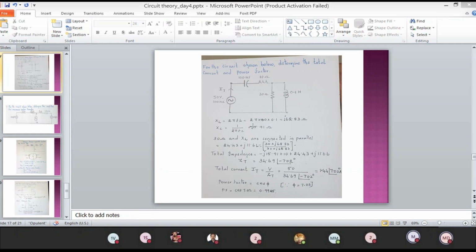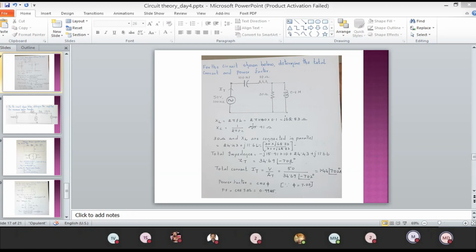How to find power factor? It is very simple. Power factor is the cosine of the angle of impedance. So what is the angle of impedance? Minus 7.02. Cosine of minus 7.02, or cos phi, that is cos 7.02, is 0.99. Now total current I is equal to V by Z. What is V? 50. What is Z? 34.69, angle minus 7.02. This is a very simple equation. So I is equal to 1.44, angle 7.02.